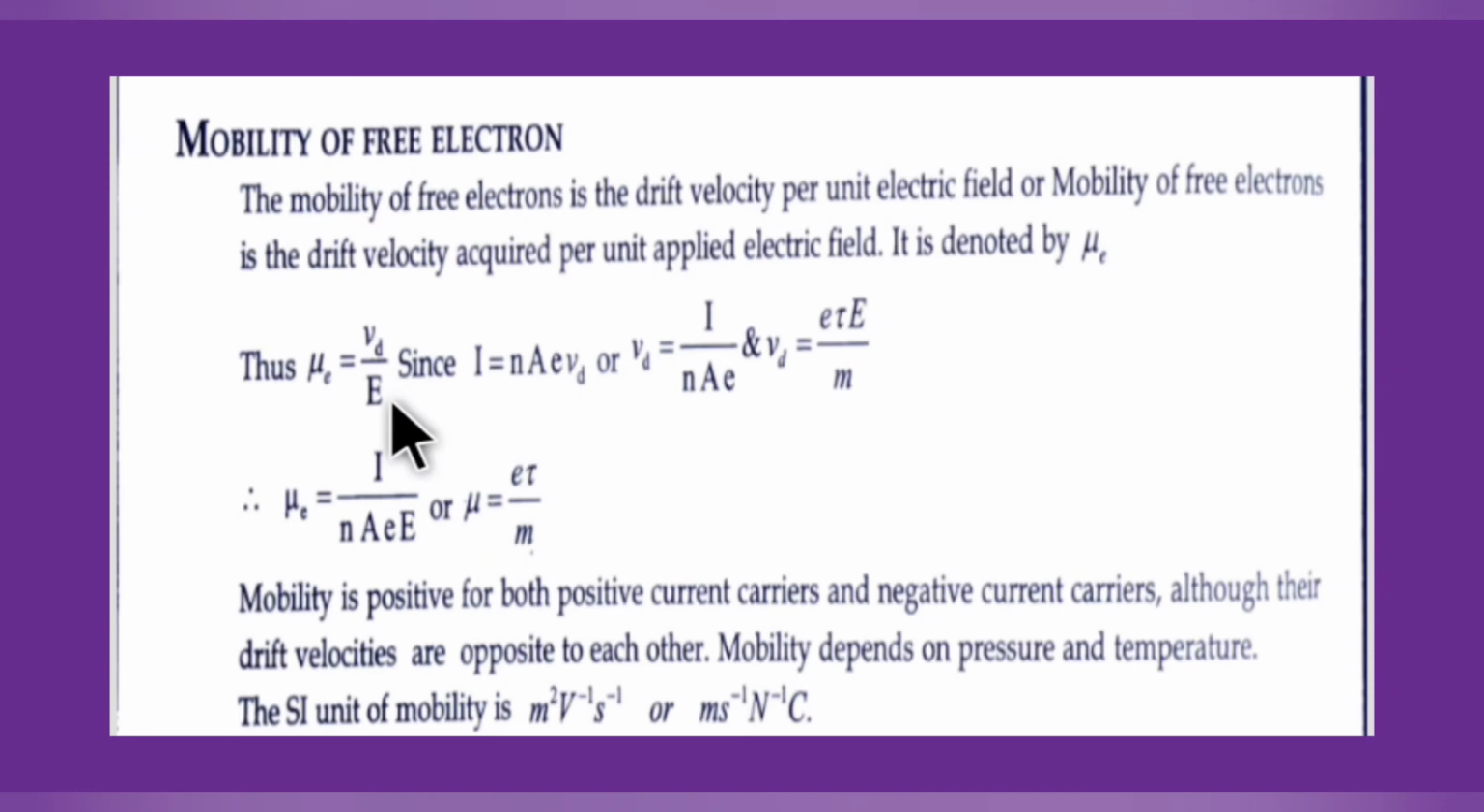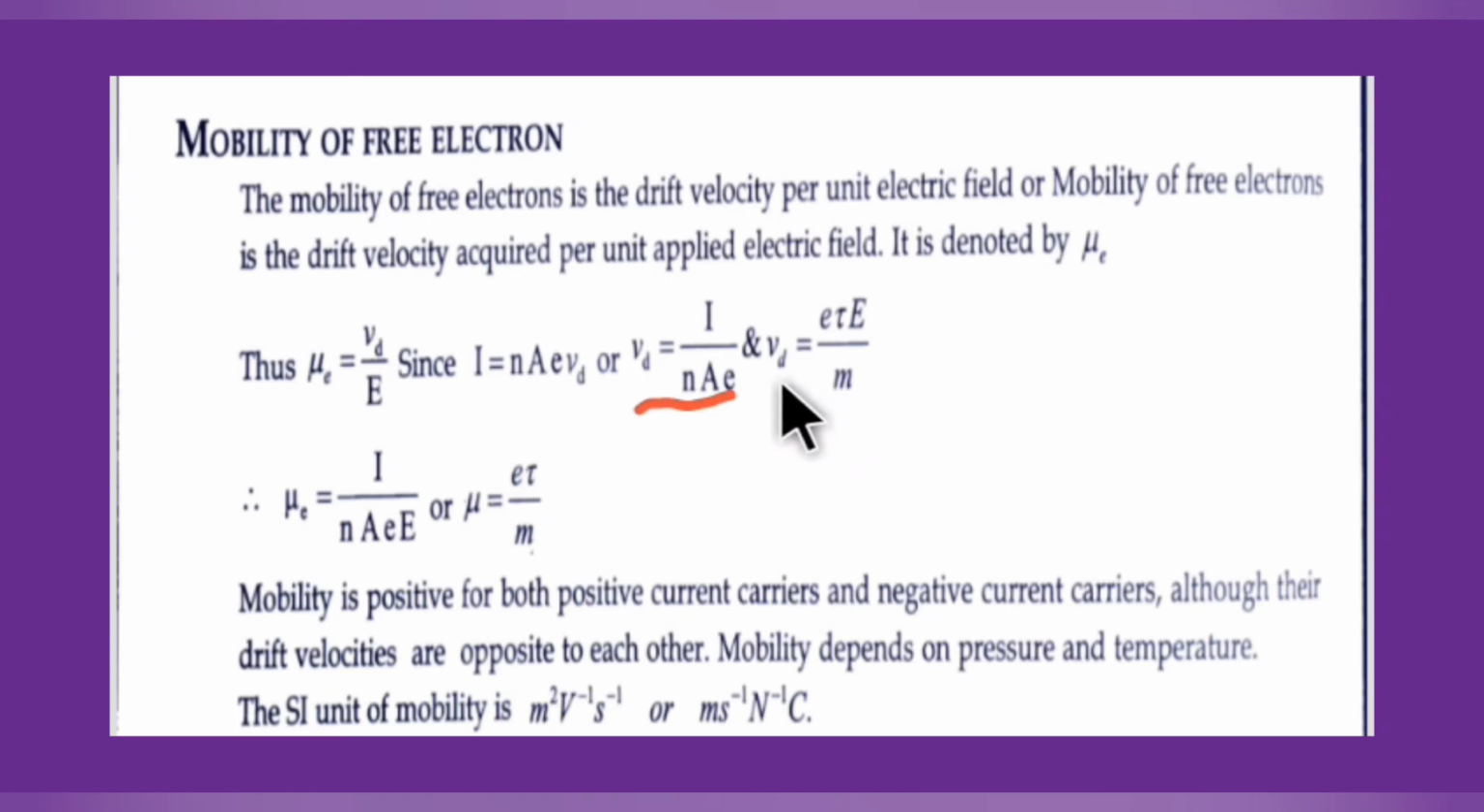And how do we get this equation? Mobility of electron is equal to Vd by E, and we know the relation between current I and the drift velocity Vd, that is I is equal to NAe into Vd. Just now we have learnt. Making Vd the subject of the formula, NAe goes to the denominator, therefore Vd is equal to I by NAe. Let us take this as equation number 1.